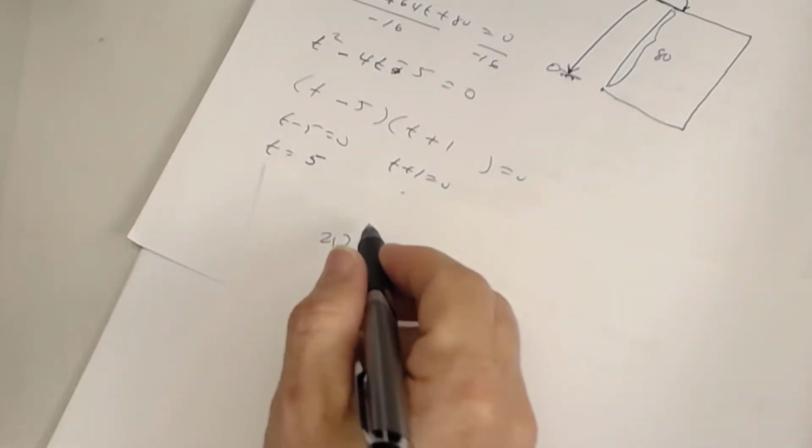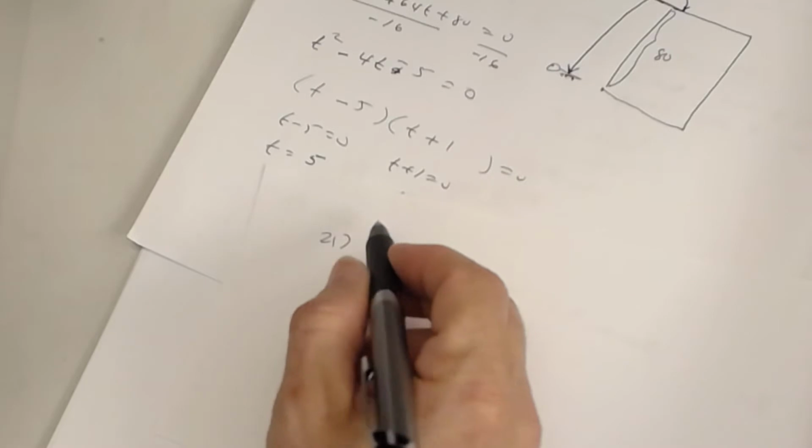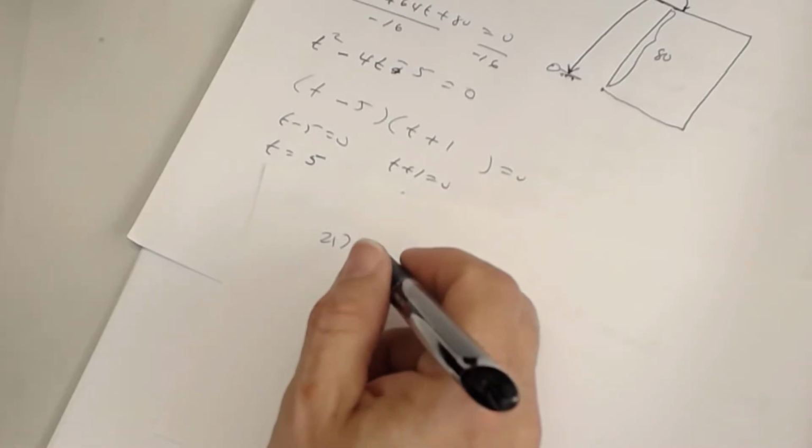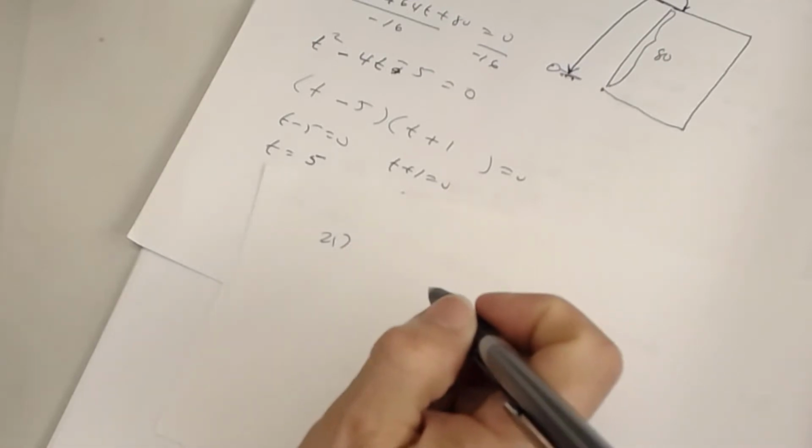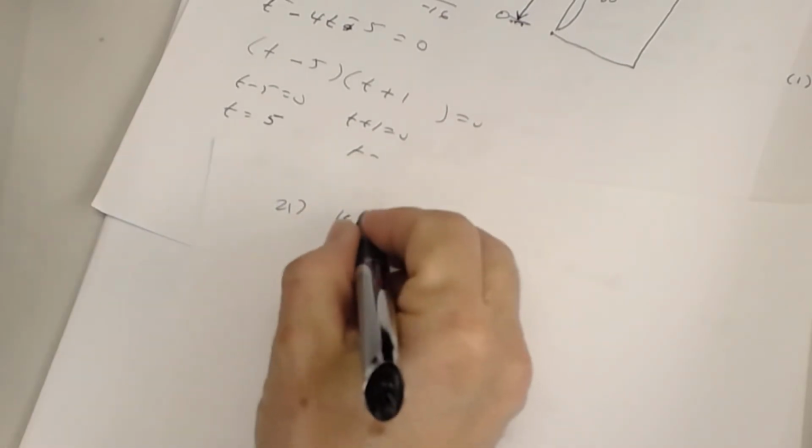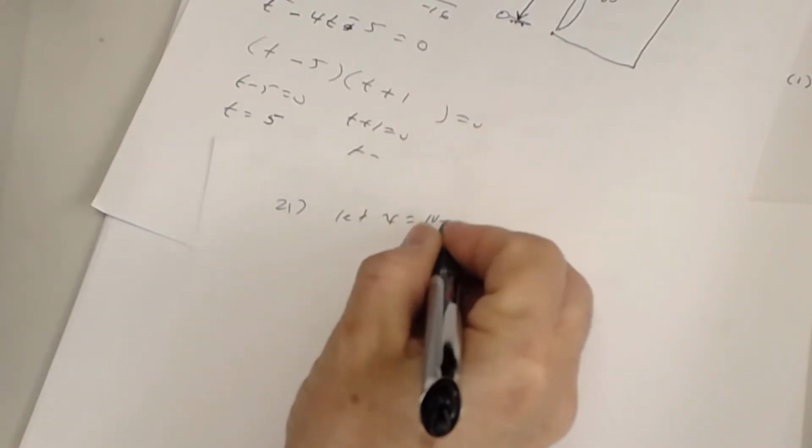Okay, the sum of a number and its square is 132, and you want to find the number. So we'll find the number. We're going to let x equal the number.